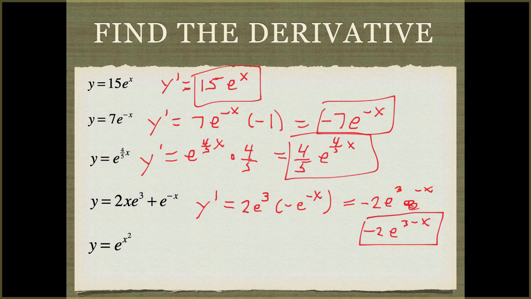Now we have a more complicated one. We have y equals e to the x squared. Same idea applies. Y prime, e to the x squared, we still have e to the x squared. But we need to take the derivative of x squared, and the derivative of x squared is 2x. So y prime is 2x e to the x squared. And that is my derivative. All right, so that's our derivatives of an exponential function with the base of e.